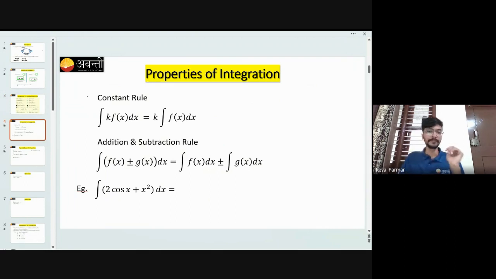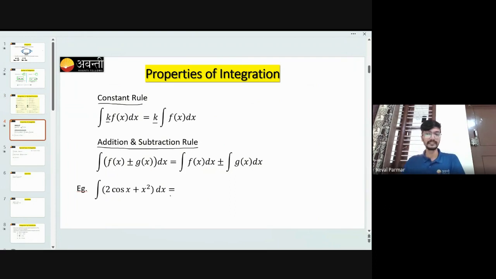That means if there is a constant, I can remove the constant outside. If we have integration of two functions, f of x and g of x, that means integration can be split between both the functions. So integration of f of x plus minus integration of g of x. This is the constant rule. This is the addition and subtraction rule. The same as derivative, we don't have multiplication and division rule in integration. We'll see why that is.